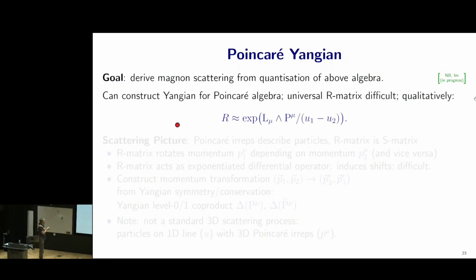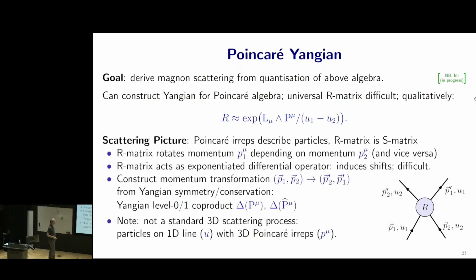Roughly, you could think of it in this way. You have a quantum R matrix, which is composed from a rotation generator and a translation generator, typically divided by the difference of the spectral parameters. That's how it normally looks, and even for this Poincare algebra, it really takes much this form.